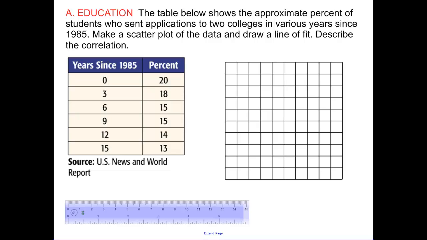Okay, writing a scatter plot. The table shows data on the approximate percentage of students who sent applications to two colleges in various years since 1985. Make a scatter plot of the data, draw a line of best fit, and describe what type of correlation we have. Okay, so on the bottom, we are going to have years, and make sure you label your axes.